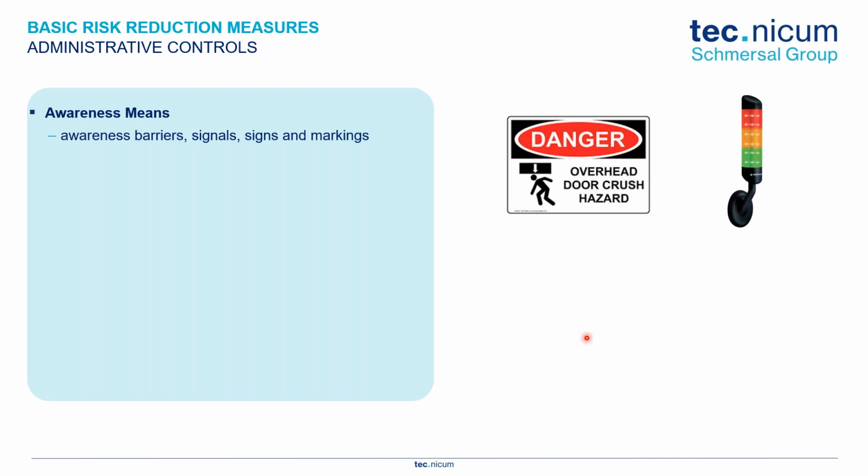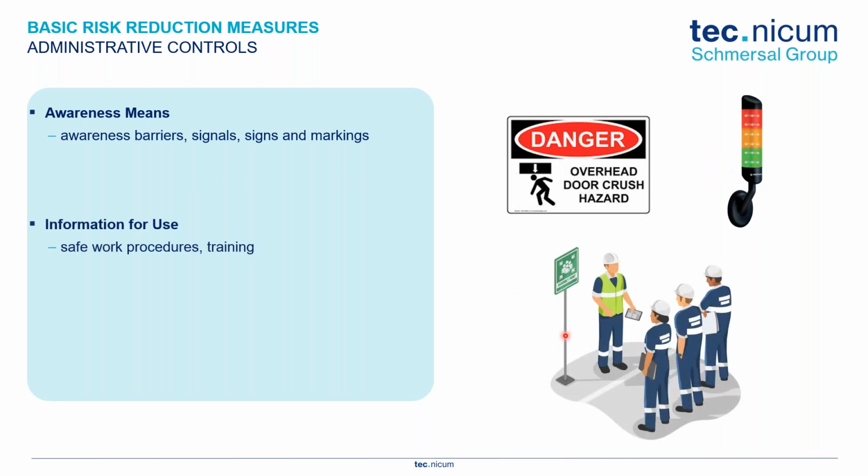So we have to go through the hierarchy of control measures, right? Elimination, substitution, engineering controls before we get to administrative controls. And again, what you see is kind of a mix and match of a few of these, typically on a machine, right? But for administrative controls, the awareness means we may be able to implement awareness barriers and signals and signs and markings as we see here.